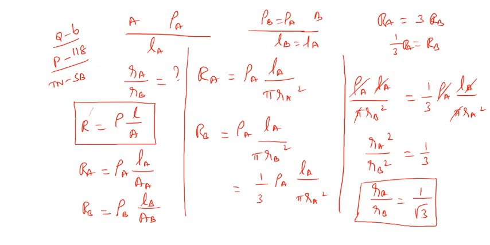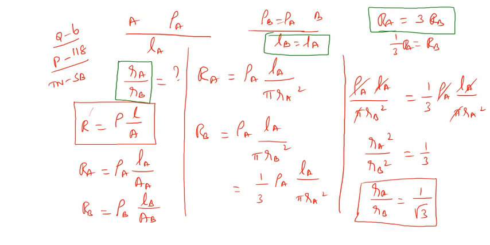And there is another question from page number 118 of the Tamil Nadu State Board book. The question says that there is a wire A whose resistance is R A, and then there is another wire B whose length is equal to the length of wire A. Resistance of A is equal to 3 times the resistance of B. What is the ratio between radius of A to radius of B? That is the question. R is equal to rho into L by A.